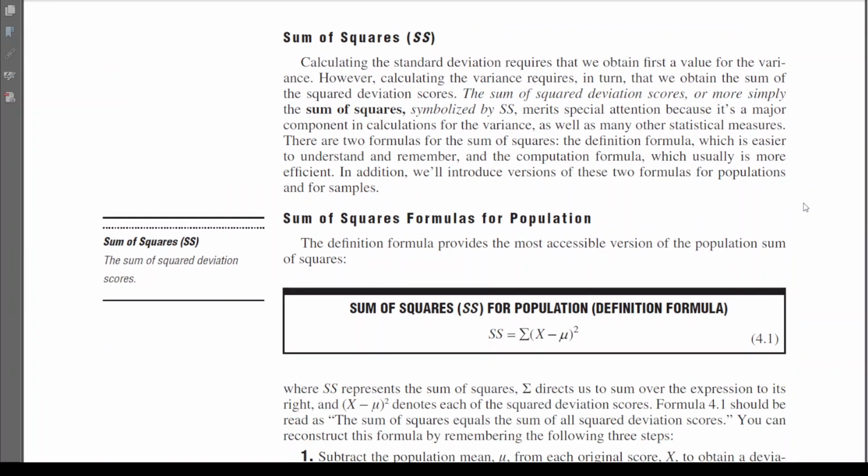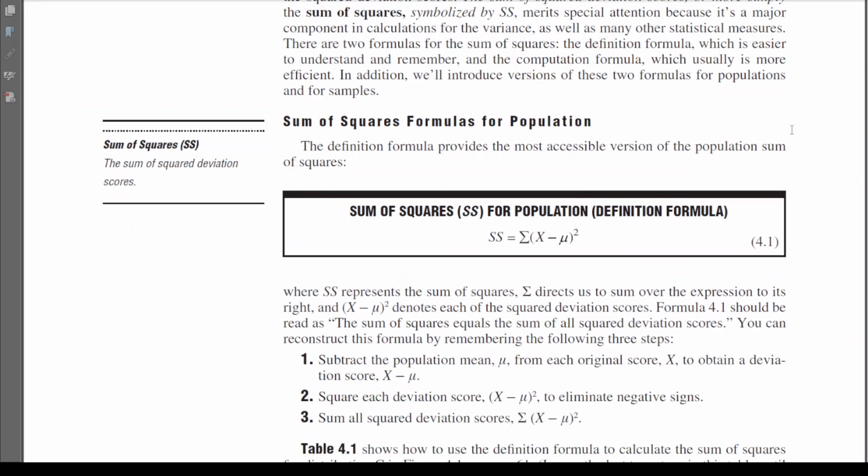Calculating the standard deviation requires that we first obtain a value for the variance. However, calculating the variance requires in turn that we obtain the sum of squared deviation scores. The sum of squared deviation scores, or more simply the sum of squares, symbolized by SS, merits special attention because it's a major component in calculations for the variance as well as many other statistical measures.